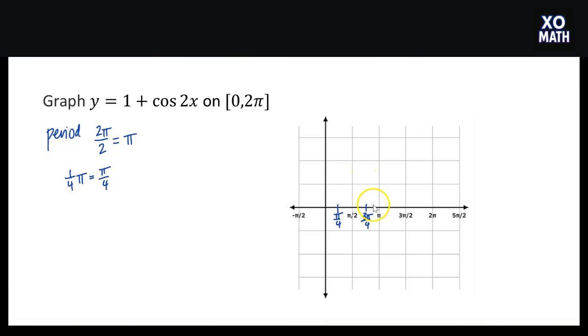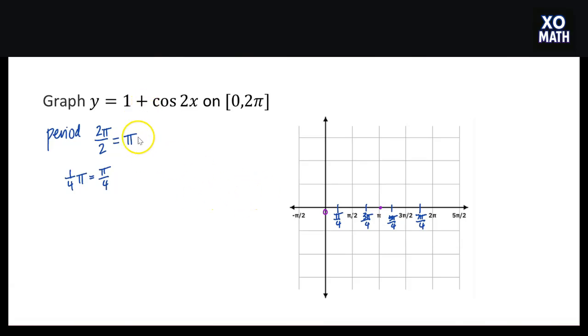But I want to go all the way to 2 pi, so I'm going to keep on going. So I'm going to have 5 pi over 4. This one is 6 pi over 4. The next is 7 pi over 4. And 8 pi over 4 is 2 pi. All right, but we want to remember one full period happens between 0 and pi.